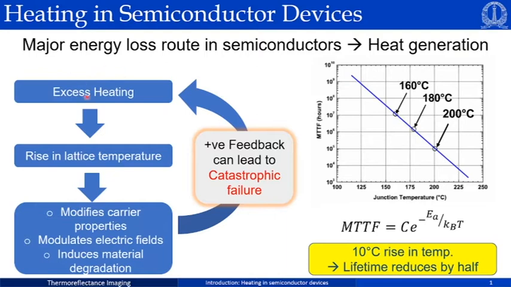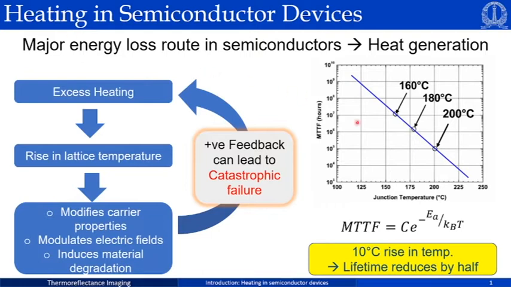If there is excess self-heating in a device, then that leads to an inevitable rise in the lattice temperature. When the lattice temperature rises, it can affect the device properties in the following ways. It can modify the carrier properties, it significantly affects the carrier transport, it modulates the electric fields in the device, and then it also induces material degradation. Which further triggers the device towards a catastrophic failure if this forms a positive loop. That is, if the modification of carrier properties and field modulation further leads to heating, then this loop continues until and unless the device fails.